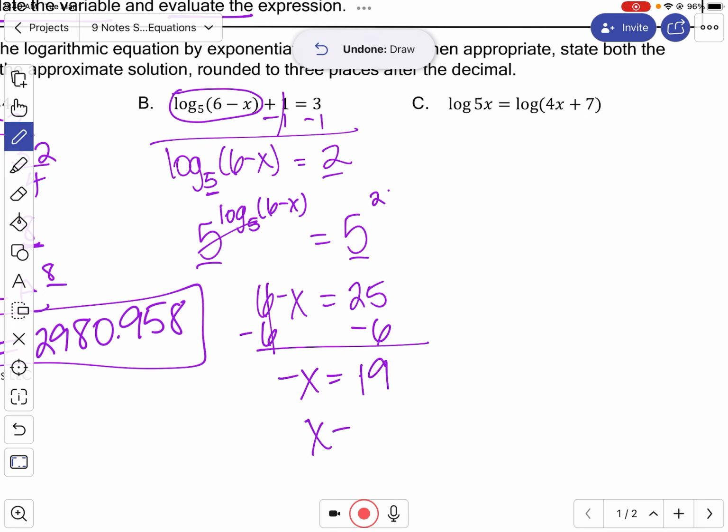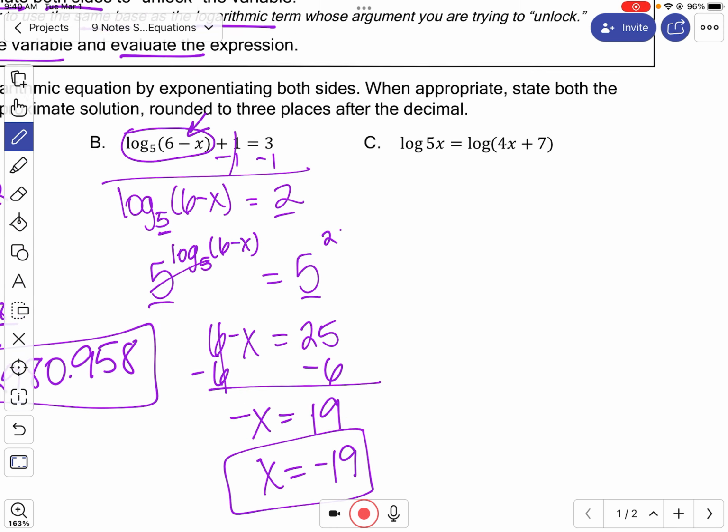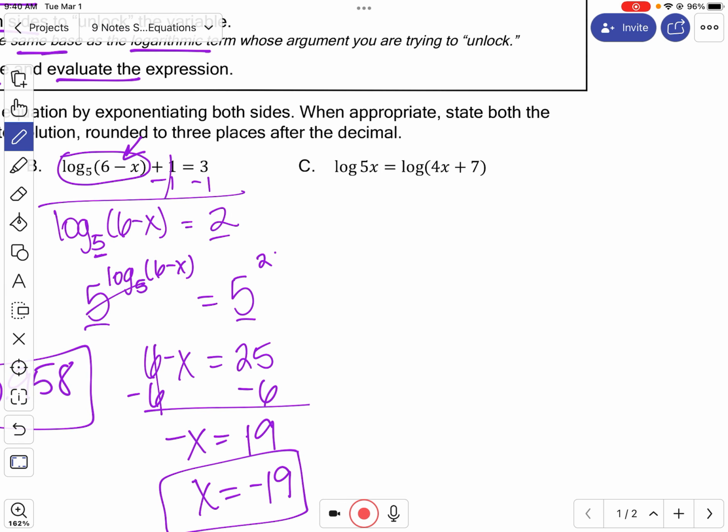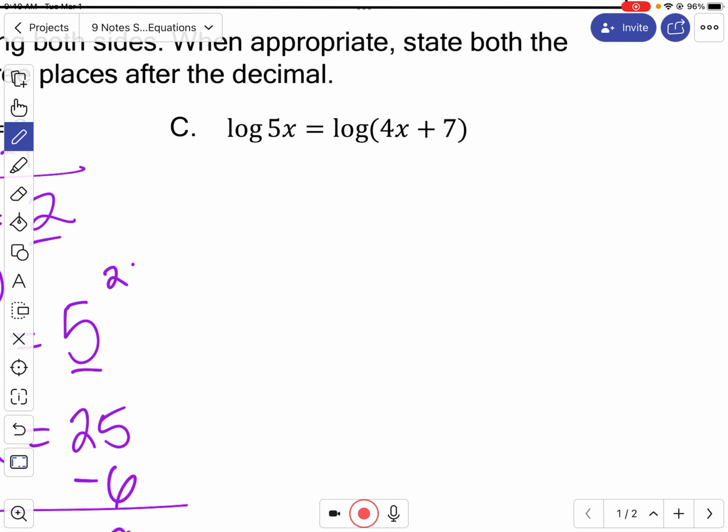And then divide by -1, so we get -19. Now, remember I said make sure that when you find your solution, it doesn't cause this to be negative, and notice it doesn't because you're doing 6 minus a -19. So that would be good there.